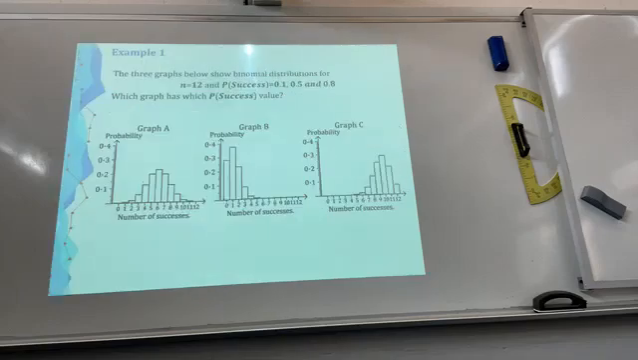Now, here you should be able to pick out which graph has a success rate of 0.5, 0.2, and 0.8. So graph A would have probability of success as 0.5. Oops, wrong thing.